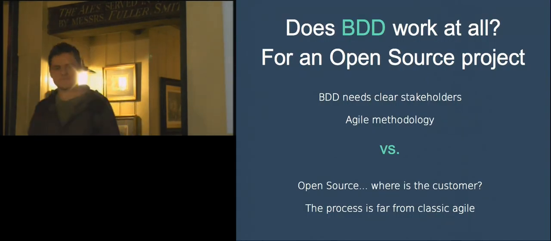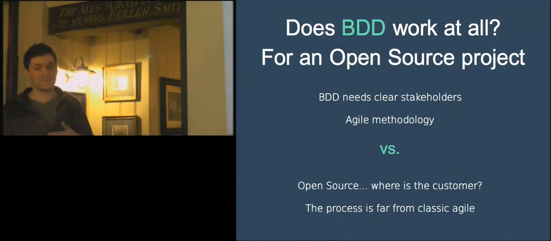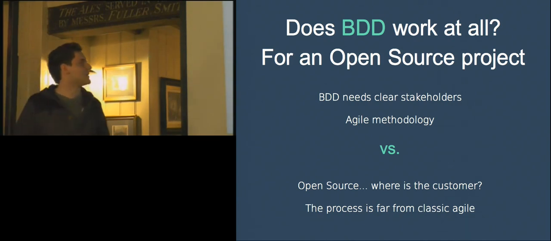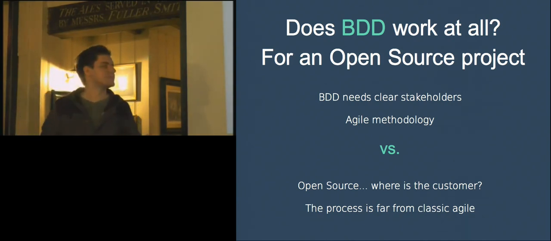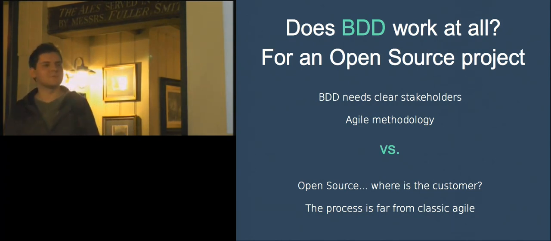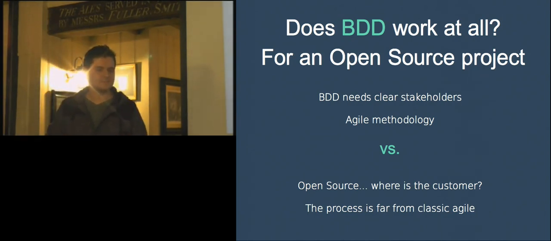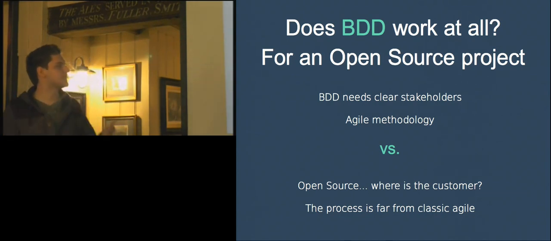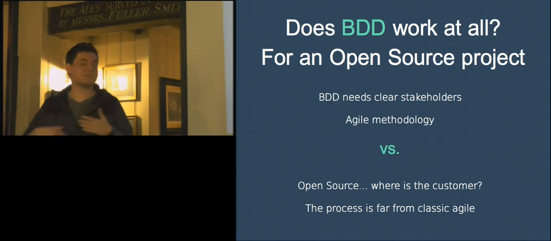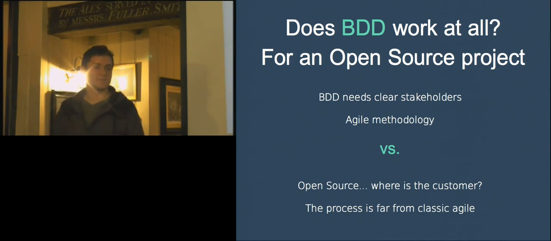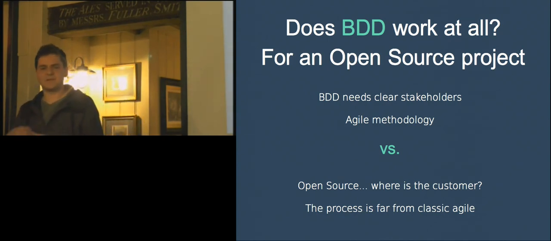So it might seem crazy to question BDD at a Behat meetup, but I'll try. So I will ask if it works for an open source project, because probably most of you believe or know from experience that it works for commercial projects. So BDD needs a clear, you need to know who are the stakeholders. You probably have some agile methodologies for the management of the project. So it's kind of streamlined with how BDD with Behat is supposed to work.